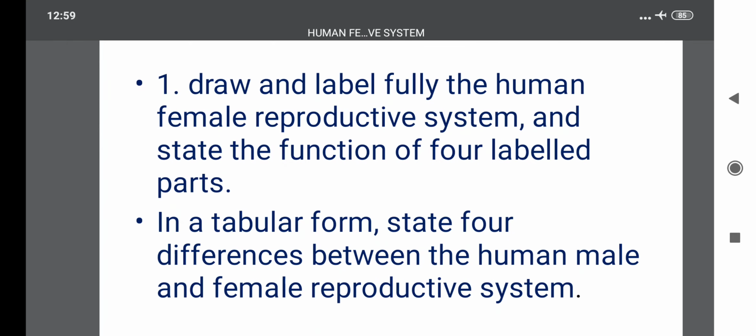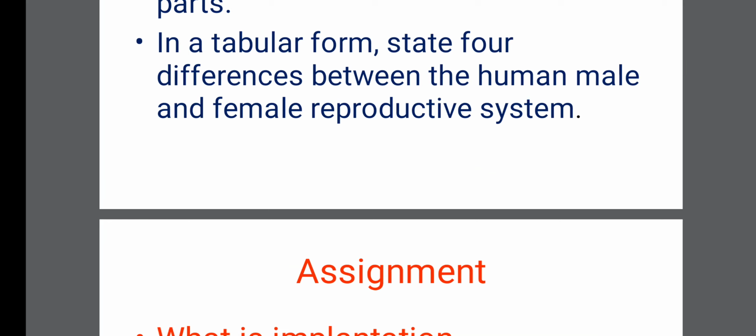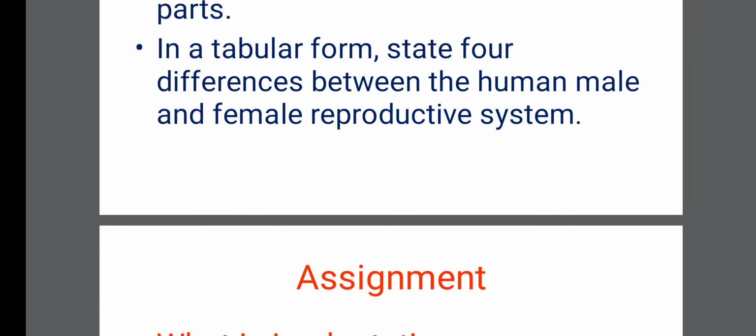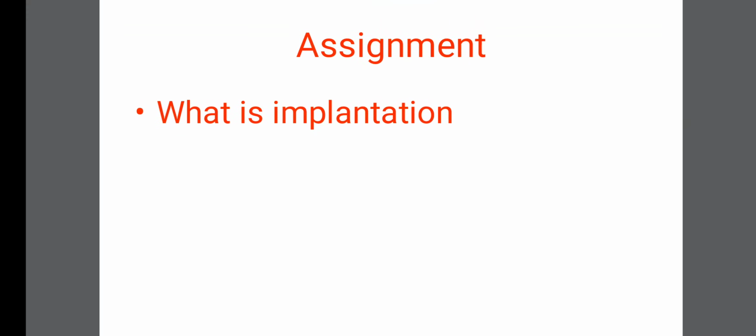Classwork: draw and label fully the human female reproductive system and state the function of 4 labeled parts. Number 2, in a tabular form, state 4 differences between the human male and female reproductive system. You do that yourself. Remember the last note I gave you? I taught you about the human male reproductive system. Now I taught you about the human female reproductive system. If you've paid attention to that previous note, you should be able to give me 4 good differences between the human male and female reproductive system, and this should be done in a tabular form. The last but not the least, what is implantation?